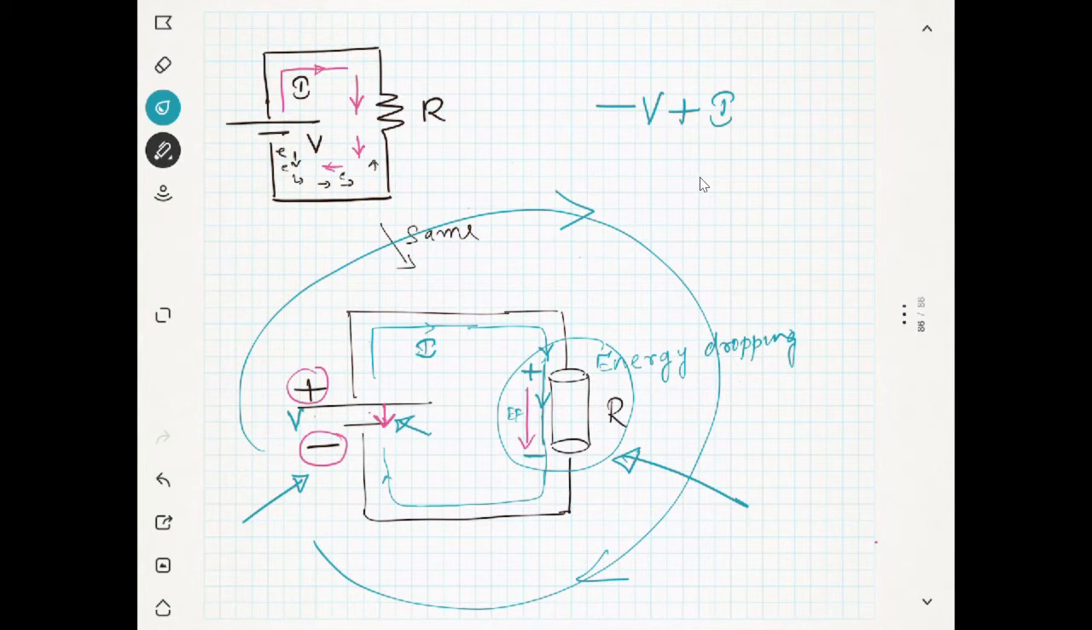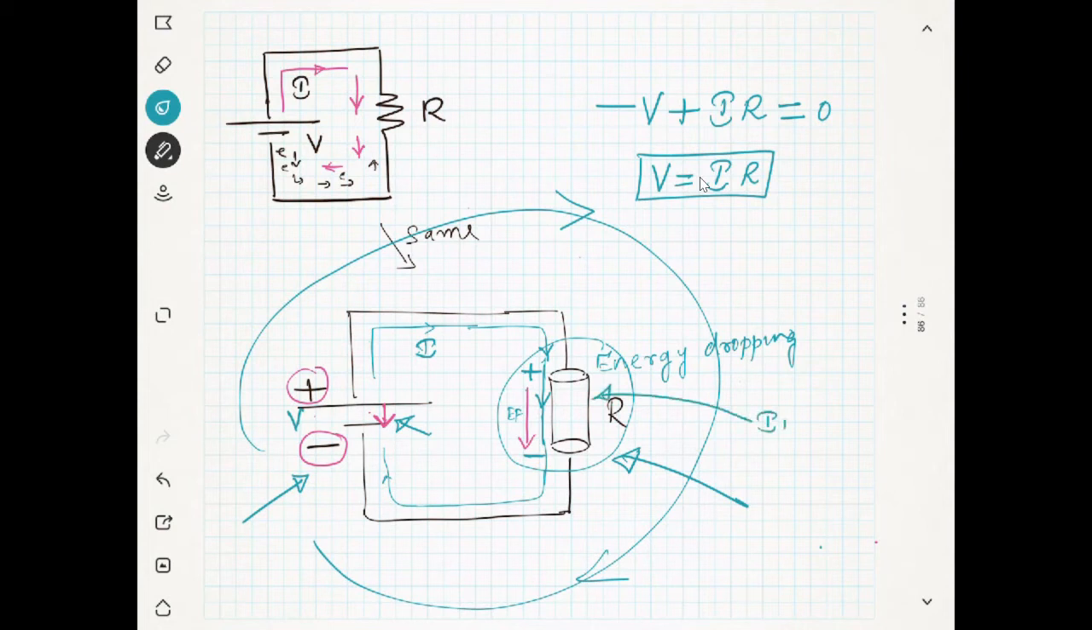It is nothing but I into R, right? You know this because we have already seen Ohm's law in the previous lectures. So this total, we will say it is zero, that is Kirchhoff's law, or we can say that the voltage V equals I into R. So what is this voltage? This voltage is nothing but the voltage drop across the resistance.